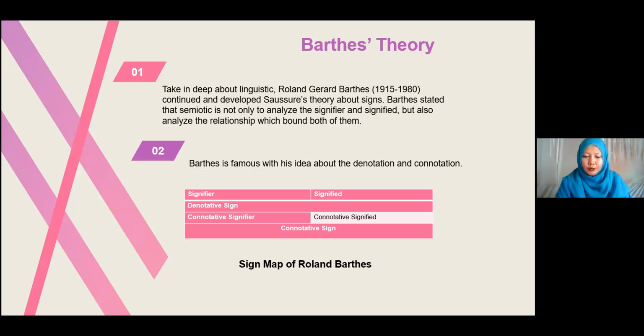Okay, in our paper, we take Barthes' theory, which goes deeper from Saussure's theories by adding the theory of connotation and denotation. According to Roland Barthes, semantics is not only to analyze the signifier and the signified, but also the relationship which binds both of them. We can see the formula of Roland Barthes' theory in this table. Signifier and signified make the denotative sign, and from that is created the connotative signifier.